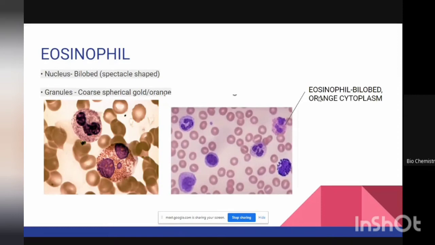Eosinophil. The nucleus is bilobed or spectacle shaped, and the granules are coarse, spherical, gold or orange in color. Here we can see the individual eosinophil with 2 lobes and orange granules, and on the right we have a picture whereby an eosinophil is identified among the group of WBCs.